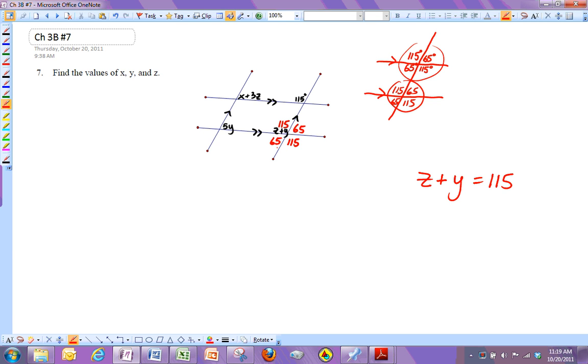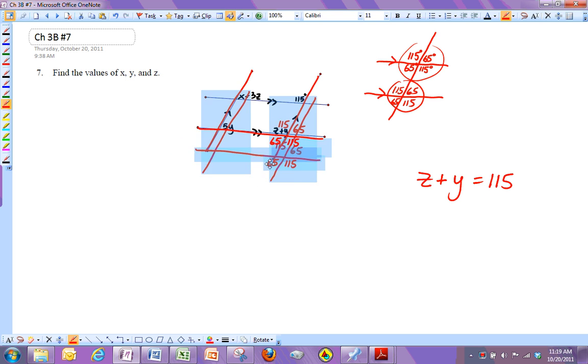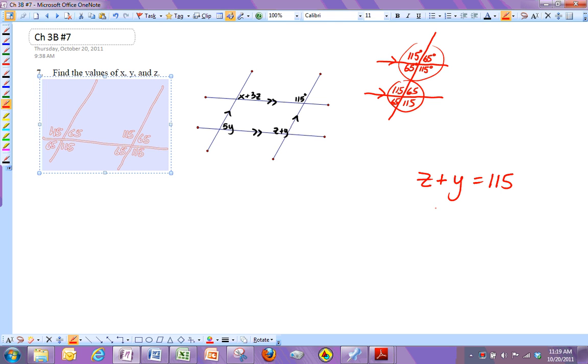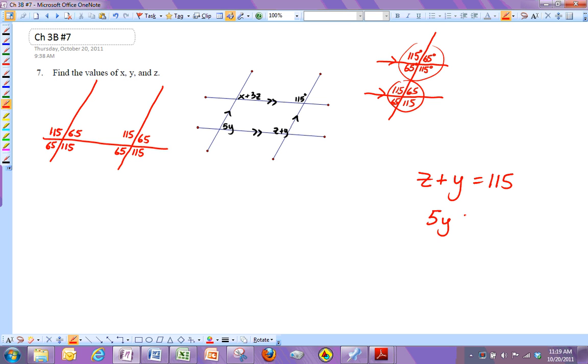I can do the same thing right here with these two parallel lines and this transversal. If I move this over, this one's got to be 65, this one's got to be 115, 65, 115. And if I put this back, you can tell the 5y in that bottom corner up here is the same as 65. So over here I'm going to write 5y equals 65.